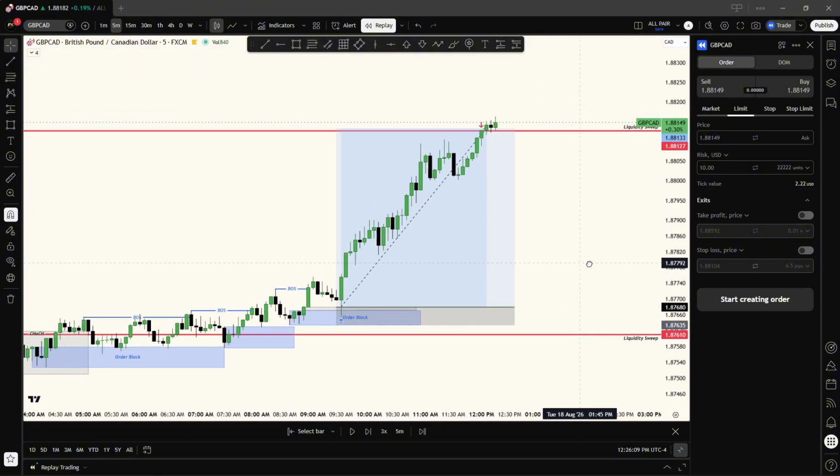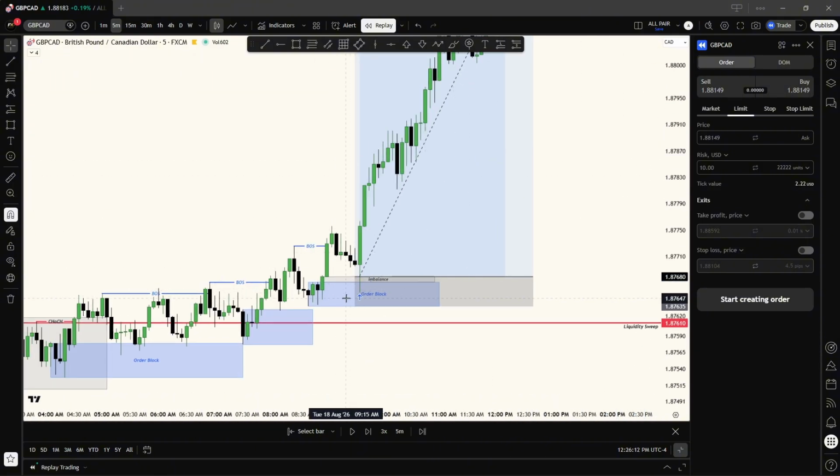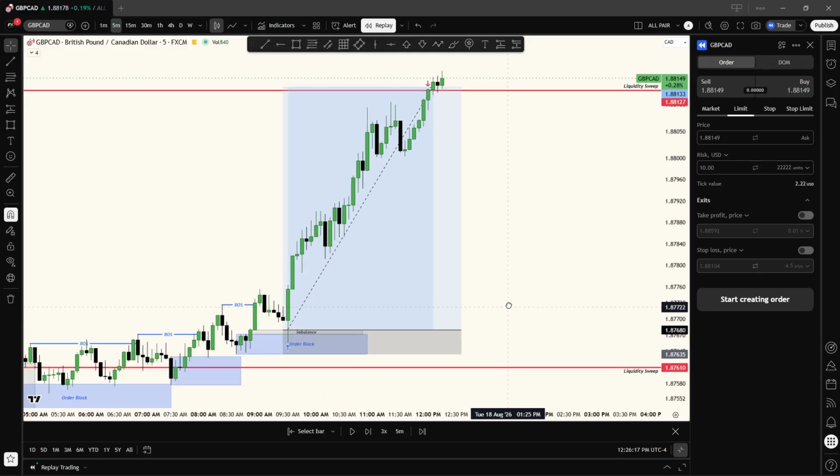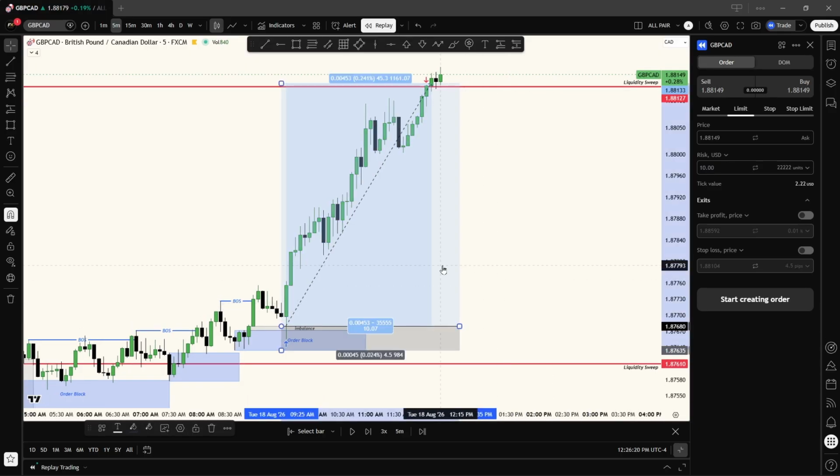This is exactly why we stay patient and wait for the right setup. You don't need to be in the market every single hour. You just need one good trade like this to see real growth in your account. This is the power of high RR, risk to reward trading.